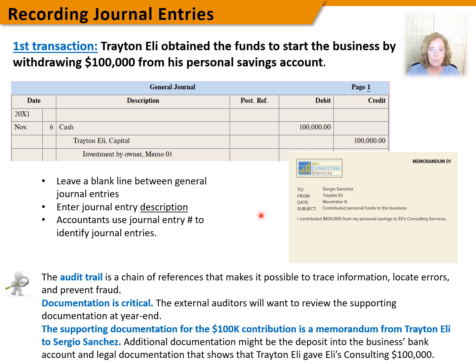To record this business transaction, we debit cash for $100,000 because cash is an asset and assets increase with debits. And we credit the capital account for $100,000 because capital is part of owner's equity and owner's equity increases with credits.